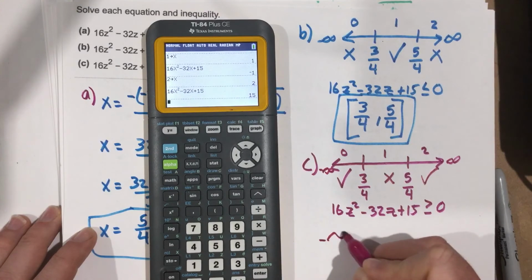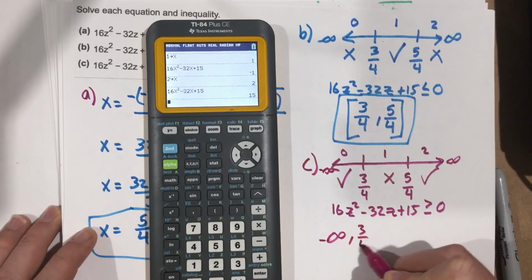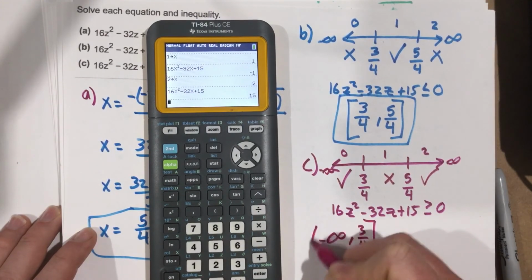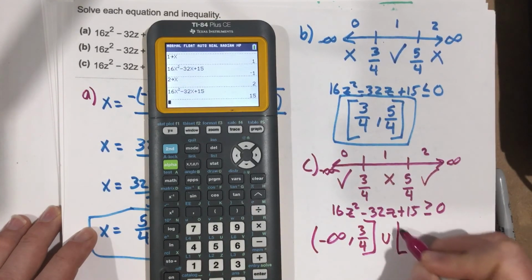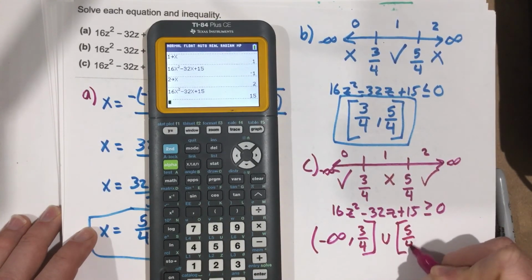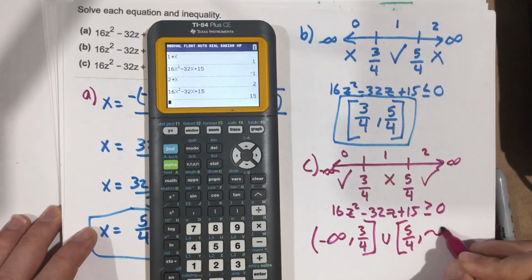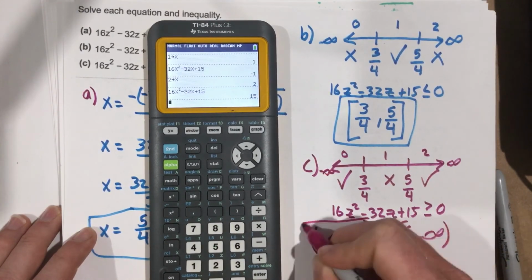So -infinity to 3/4. Bracket on that, parenthesis there. Union 5/4, because remember it says equals right there, comma infinity. And those are the solutions.